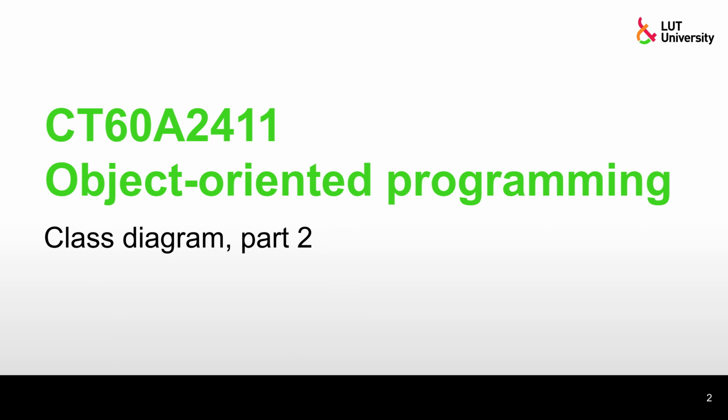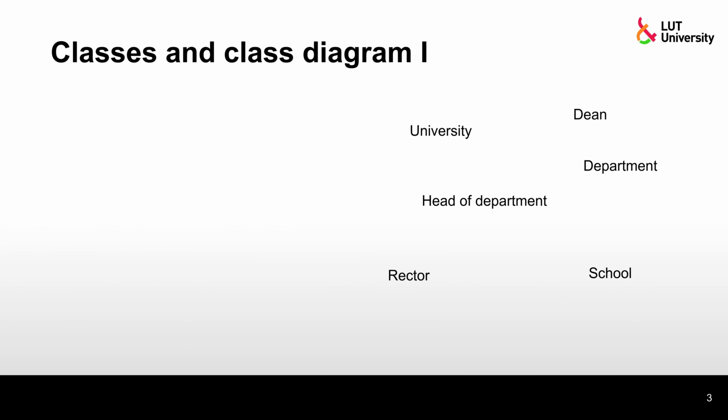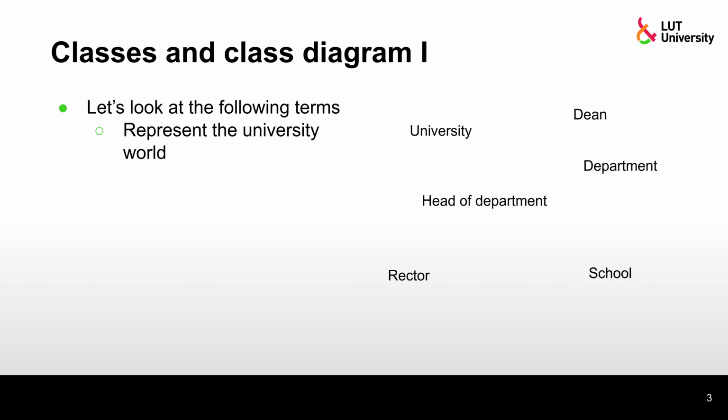Object-oriented programming, class diagram, part 2. So we were discussing how to draw a class with a UML class diagram. And now if we think about terms like university, head of department, rector, school, department, dean, these are definitely related to the university world. But how? Could we use some kind of method to formalize and make a clearer picture of these terms?